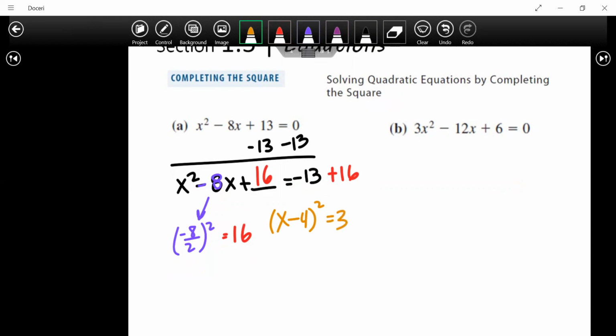We're not done here because it's asking us to solve. So now this becomes a simple quadratic solving problem where we take the square root of both sides and simplify out.